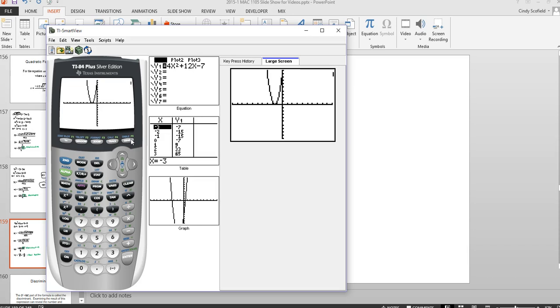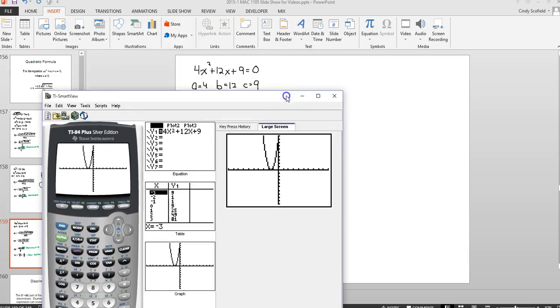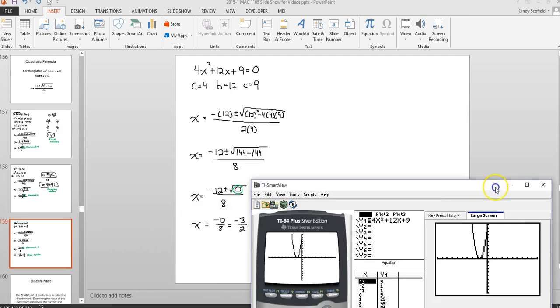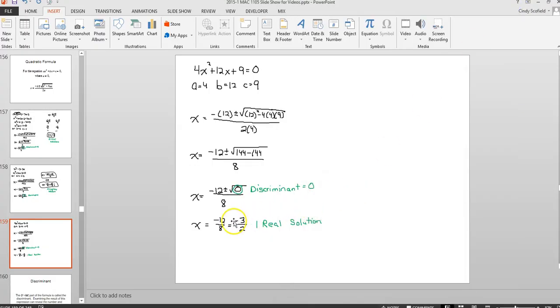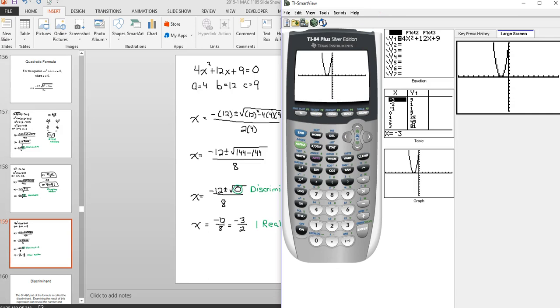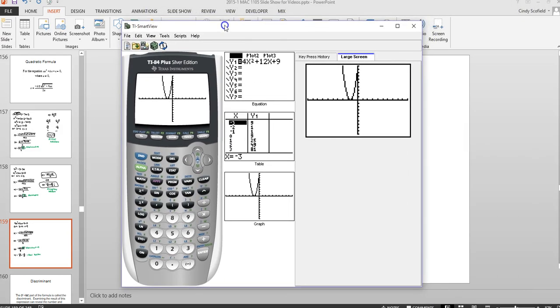Graph. This one only touches the x-axis in one place, and that's at the vertex. When we solved it, we only got one real solution. Our discriminant was 0. We got -3/2 for our one real solution. So that doesn't surprise me. So this vertex should be at x equals -3/2.